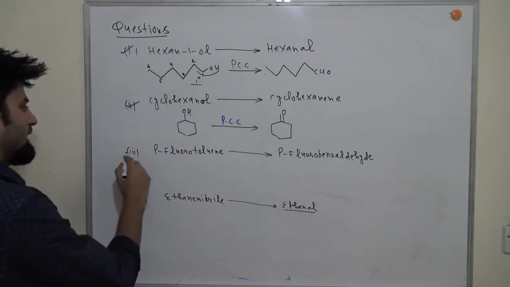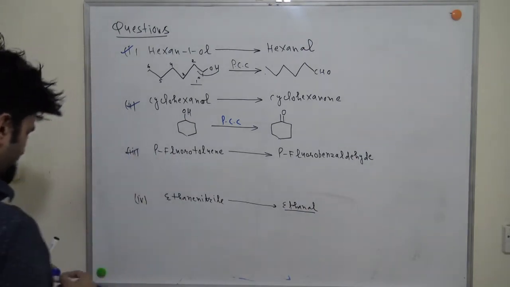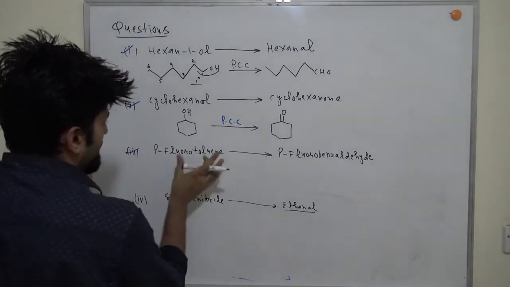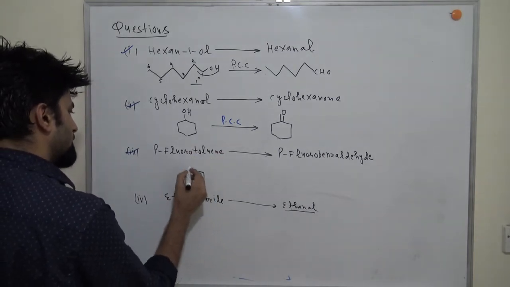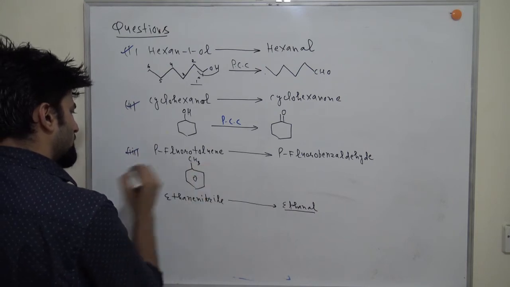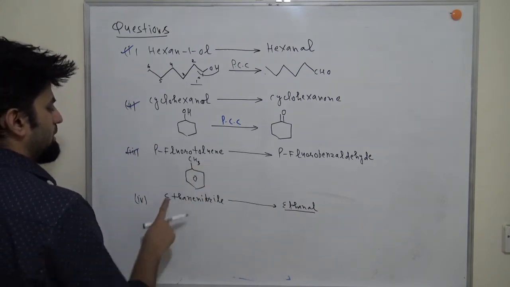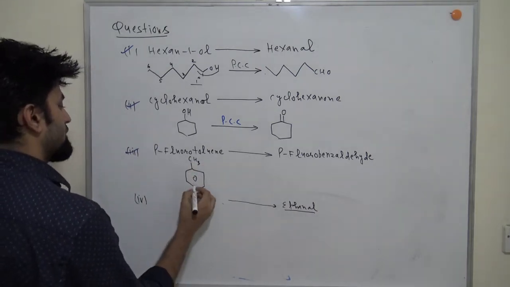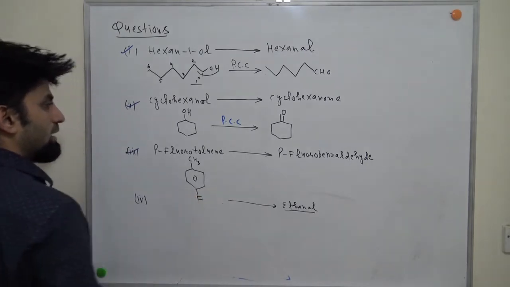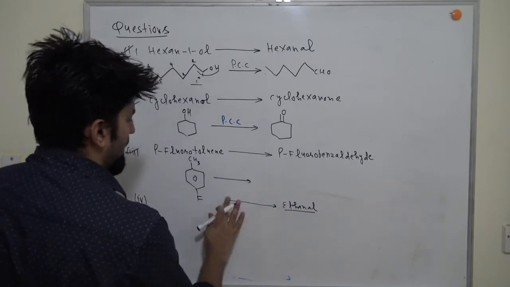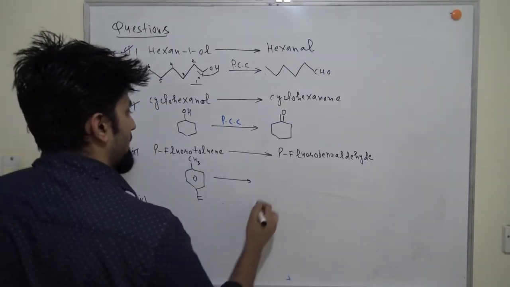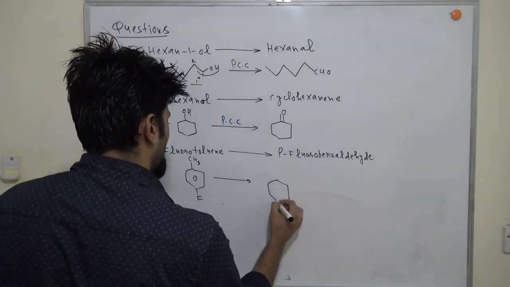So the third question is parafluorotoluene. Whenever you are writing the structure, first of all think about toluene. So this is your toluene, right? Now on toluene at the para position we have fluoro, right? So what do I have to convert? I have to convert this into parafluorobenzaldehyde. Okay, not a problem.